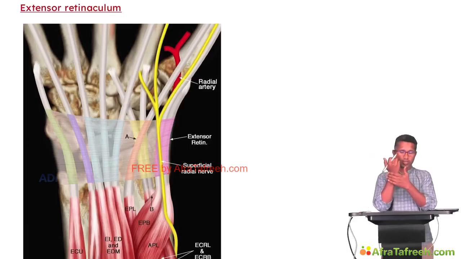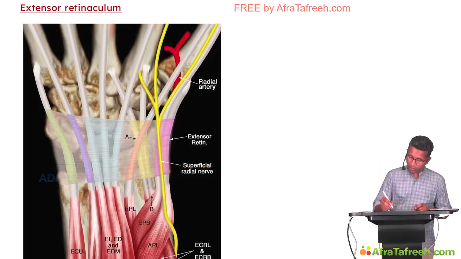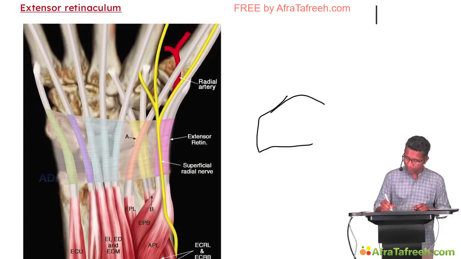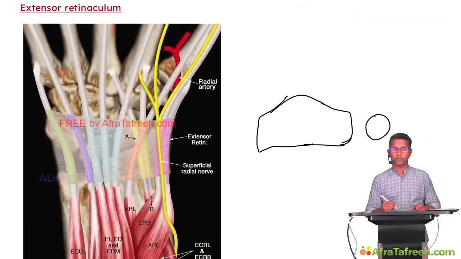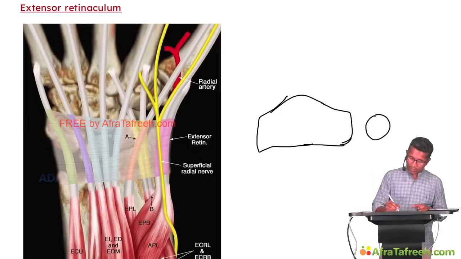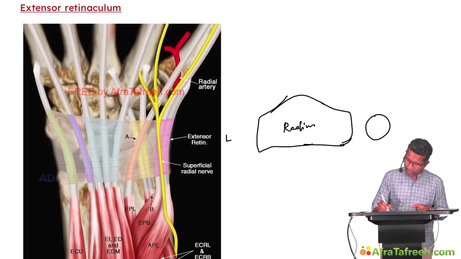On the dorsal side it is called the extensor retinaculum. If I make a cross section of the wrist here, I can see the following bones. One on the lateral side will be the radius, and on the medial side I have a small bone, that is the head of the ulna. So this will be my lateral side, so this is the radius bone, and the medial side will be the ulna.